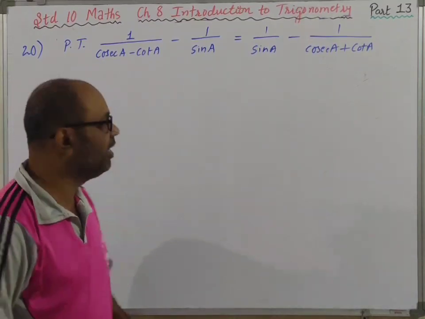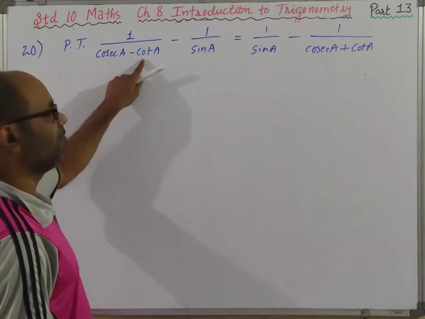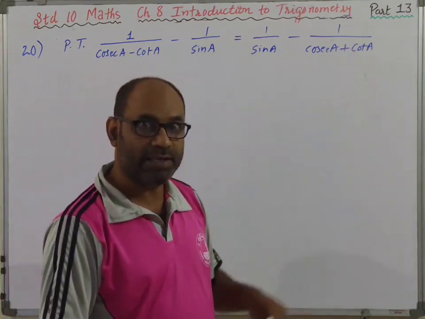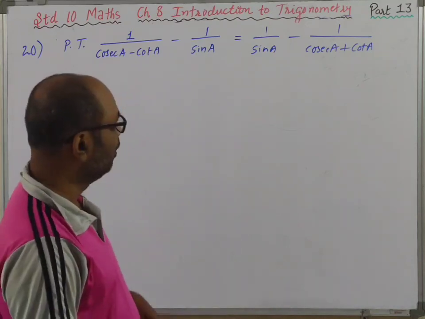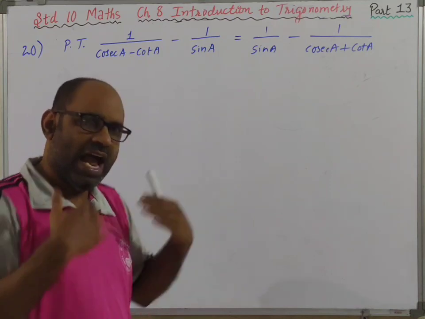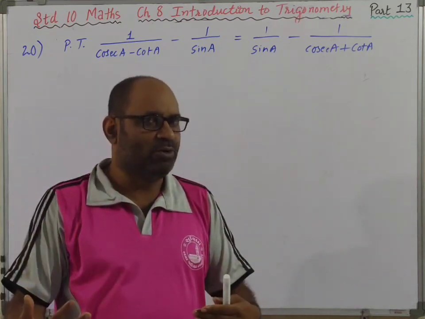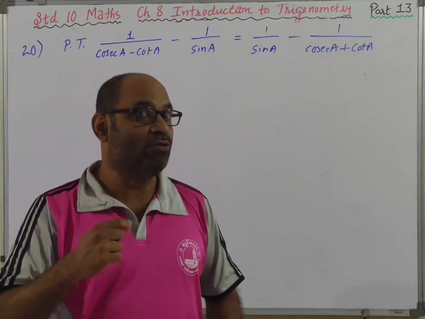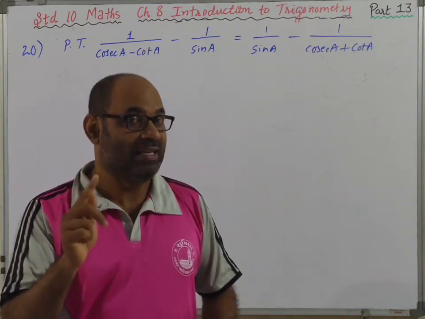Now, we'll look for a hint. कहाँ से hint मिलती है हमें? See, cosec minus cot A, and here, cosec plus cot A. ऐसा कुछ है. But this is strange. When I do it, it will be very easy for you to understand. But to have this idea, how to do it, that won't be easy.